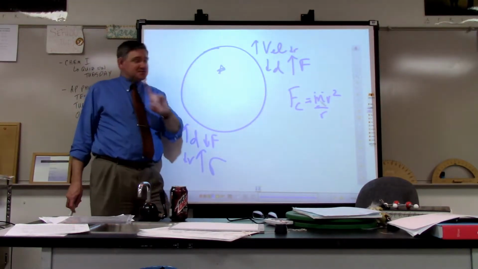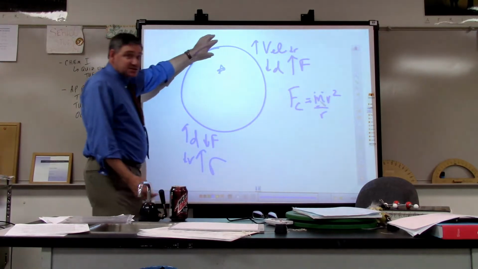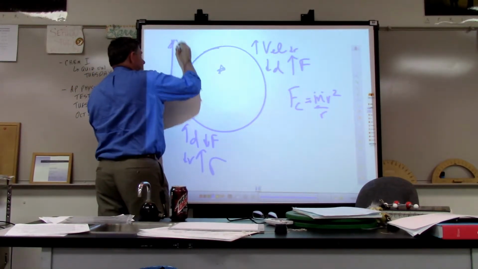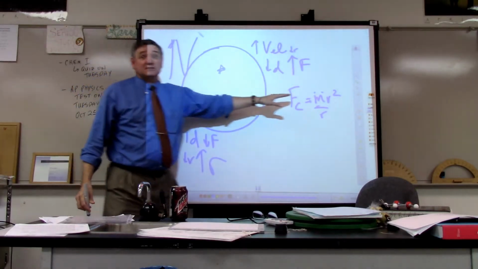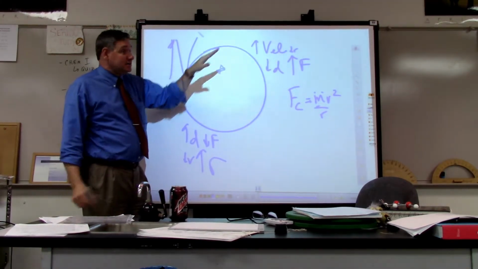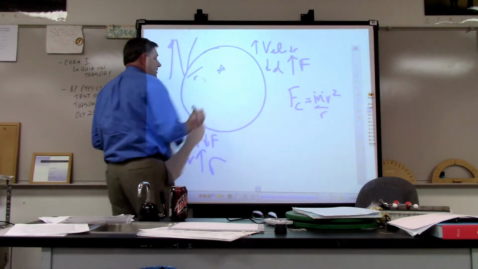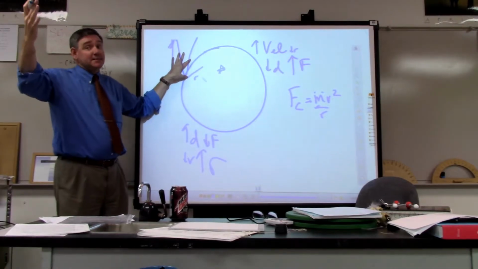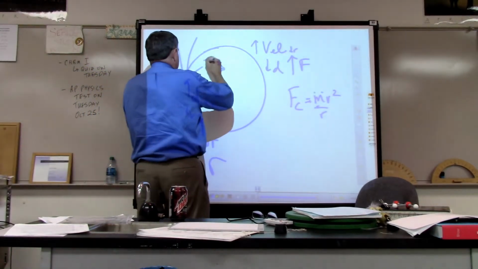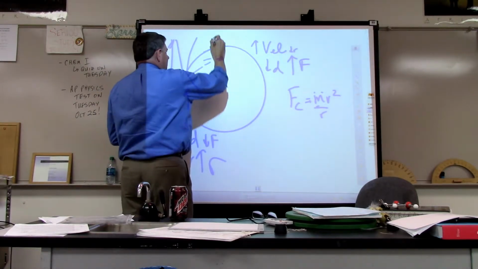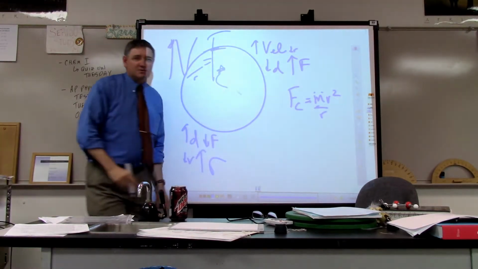No, velocity is bigger. So look, when this thing is slingshotting around here, you've got a big velocity that gets squared, and you're dividing it by a smaller radius, right? So this is going to create a big centripetal force, right? A big centripetal force.